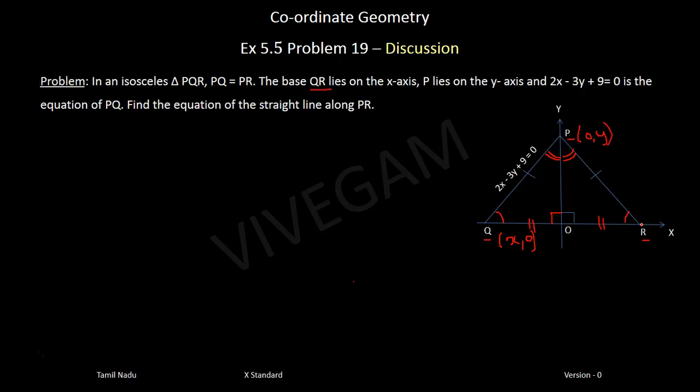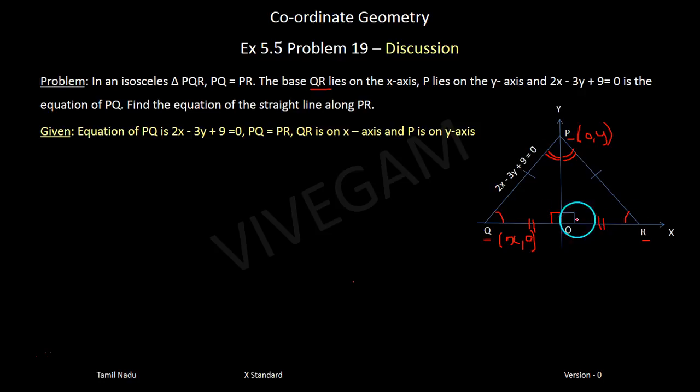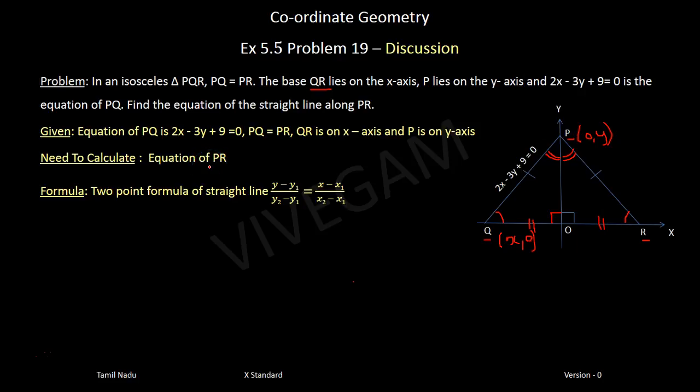Okay, so it looks complicated, but it is not, if we break it down. Now let's go through this. The equation of PQ is given, PQ equal to PR is given, QR is on the x-axis, and P is on the y-axis is given. We are asked to find the equation of PR. So now what is the formula? We'll have to use the 2-point formula: y minus y1 will be equal to (y2 minus y1) divided by (x2 minus x1), times (x minus x1).